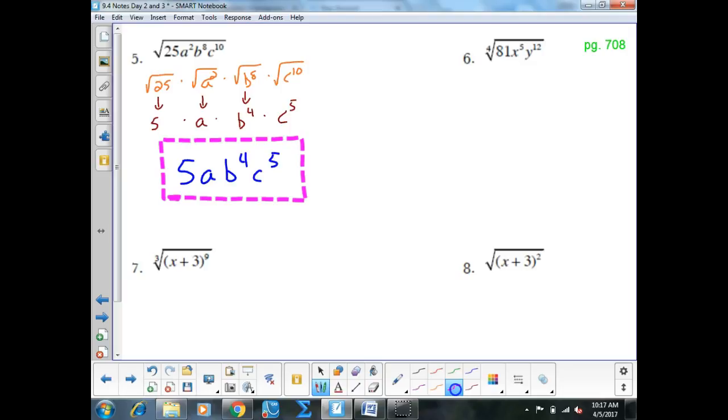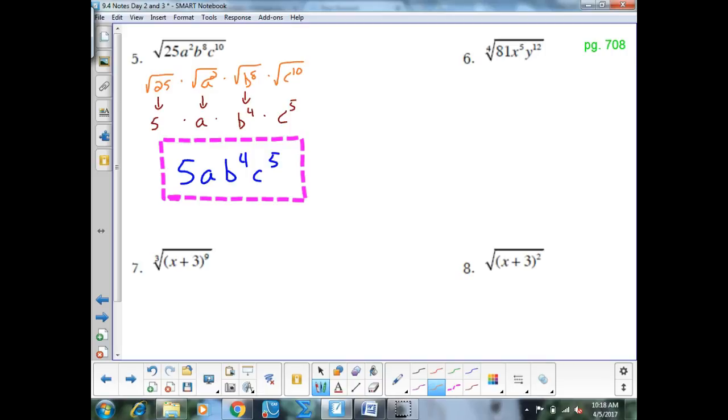Okay? So when you're doing these roots with variables, you're looking at the index. Now here in number 5, the index was 2. We don't write an index of 2. We just call it square root. Okay? But in number 6, the index is 4. So I'm looking for variable exponents that are multiples of 4. If they're not, then I take the biggest one smaller than that. Okay? And I'll show you a shortcut around that too here on this one.